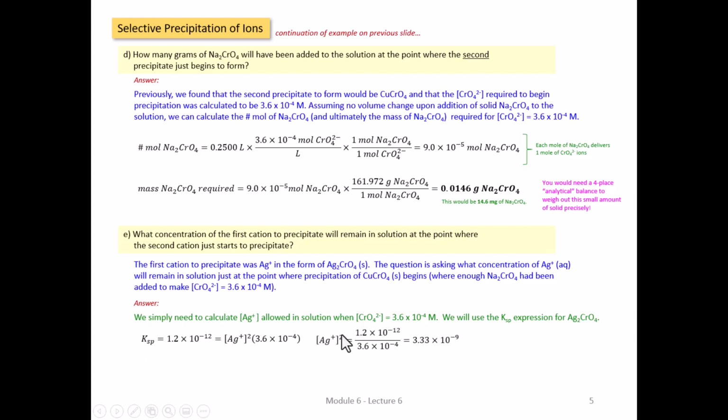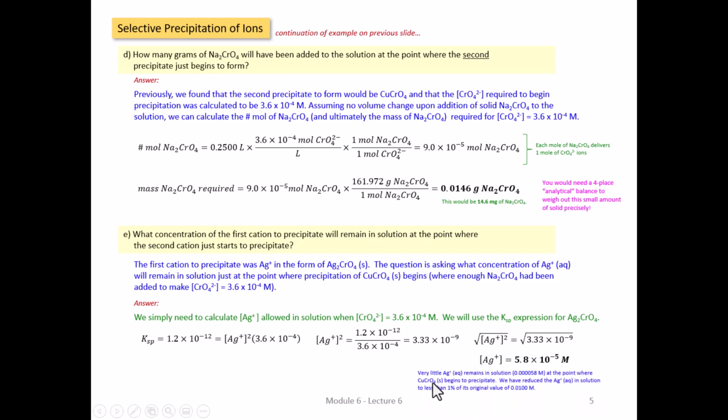Well, we can solve for silver ion concentration. We need to remember to do the math properly, and we find out that the silver ion concentration still in solution at the point where the second precipitate, copper chromate, starts to come out of solution would be 5.8 times 10 to the minus 5.